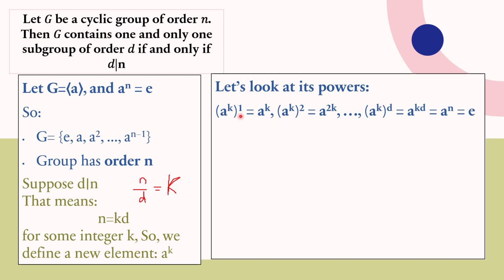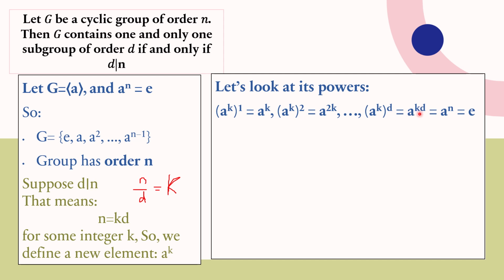So it will be a^k, a^2k, till (a^k)^d. Why are we taking d? Because it's a subgroup. It's not a group, it's a subgroup. Why is that happening? Because we have kd over here. So it's going to be a raised to k, raised to d. Now you will multiply k into d, which becomes kd, a raised to kd.